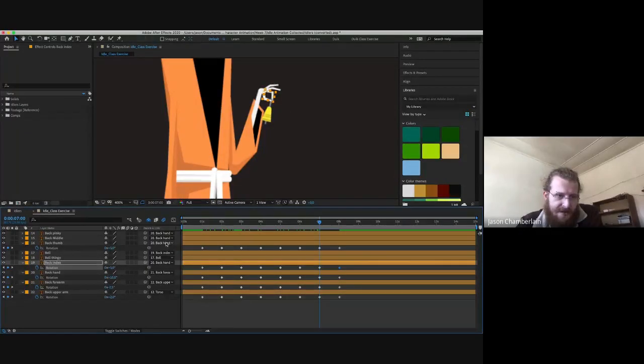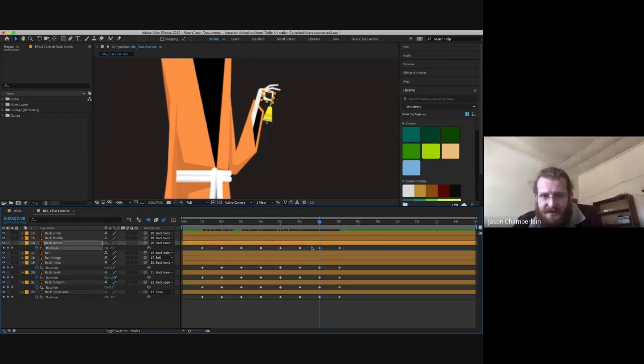Okay, and I might go back to my seventh keyframe for layers 16 and 19, and I'm actually just going to make that a positive 2.5. Not positive 25, positive 2.5. And that is just going to decrease the movement so that we have a smaller movement coming to rest.